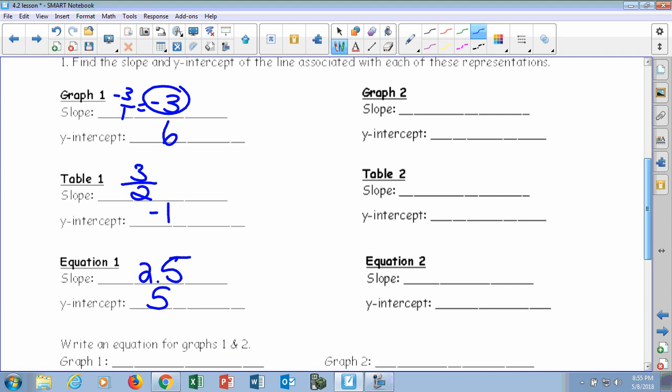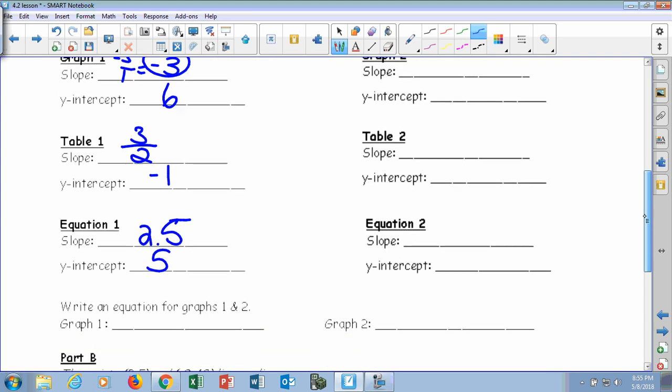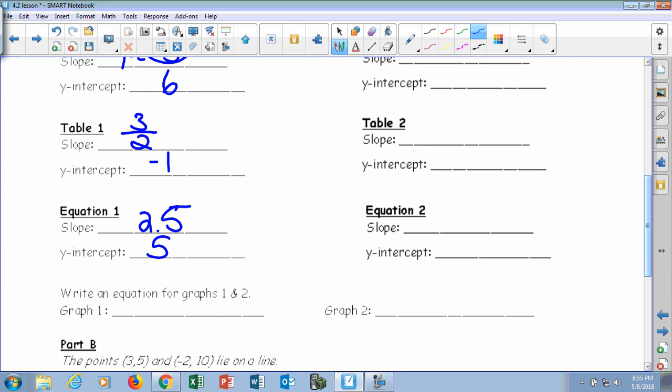Now it says write an equation for graphs 1 and 2. Well, we're going to write an equation for graph 1. So if we know the slope for graph 1 is -3 and the y-intercept is 6, we're going to write y equals, we're going to write -3 because that's the m, right? X. And since the y-intercept is a positive number, we're going to write plus 6, right? Here's your m, your slope. Here's your y-intercept. Don't forget your x and your y. Those are variables. Those are very important to your equation. Because remember, the equation of a line is y equals mx plus b.